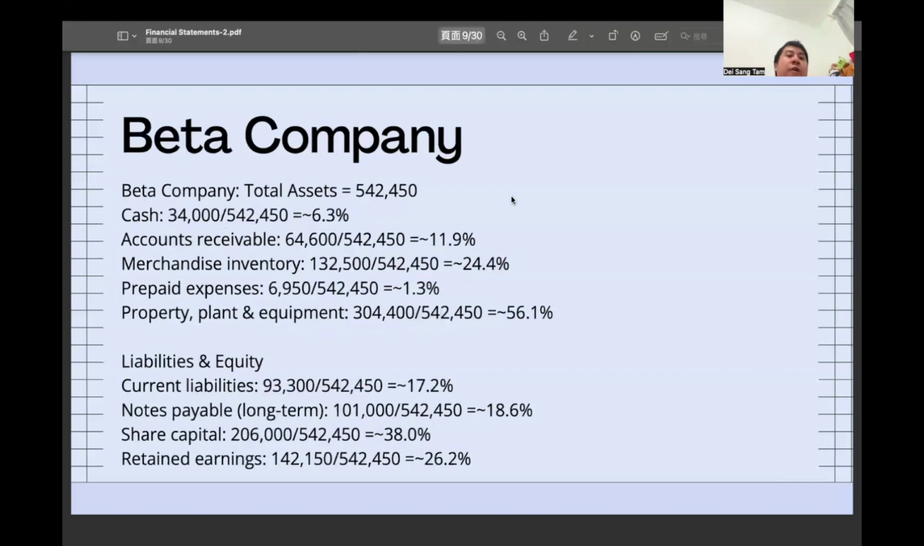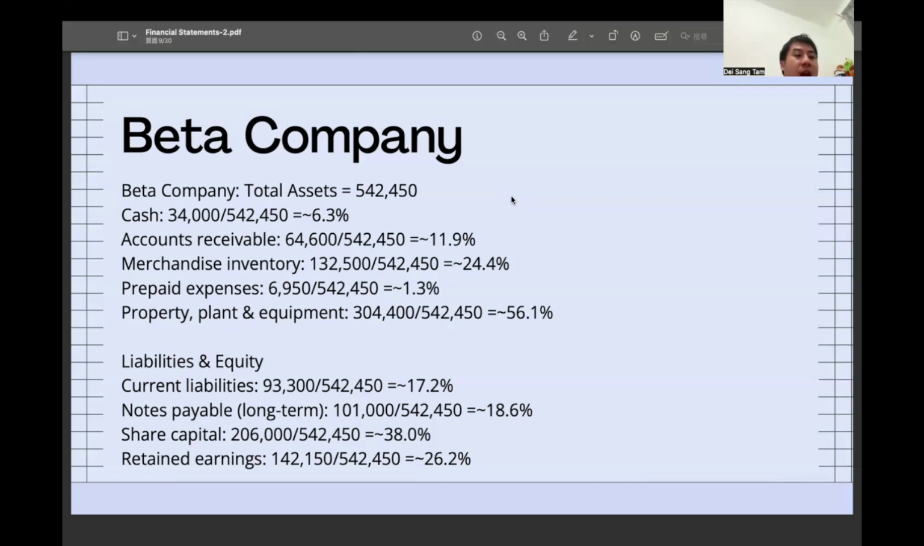And this is the data of the Beta company. The total assets of Beta company is 542,450. For cash, it occupies about 6.3%, and the accounts receivable is nearly 11.9%. The merchandise inventory is 24.4%, while the prepaid expenses is 1.3%. And the property, plant, and equipment occupy 56.1%.